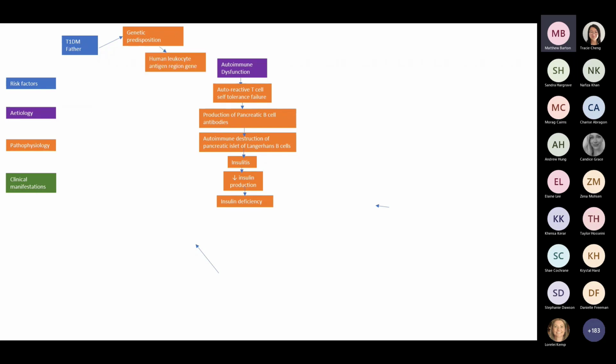What's the genetics? Well, it's this gene here, the human leukocyte antigen gene. So I showed you that on the best practice. So that's just you going to the literature to try to figure out, well, what is that genetic predisposition? And having this predisposition is going to essentially lead to the autoimmune dysfunction.